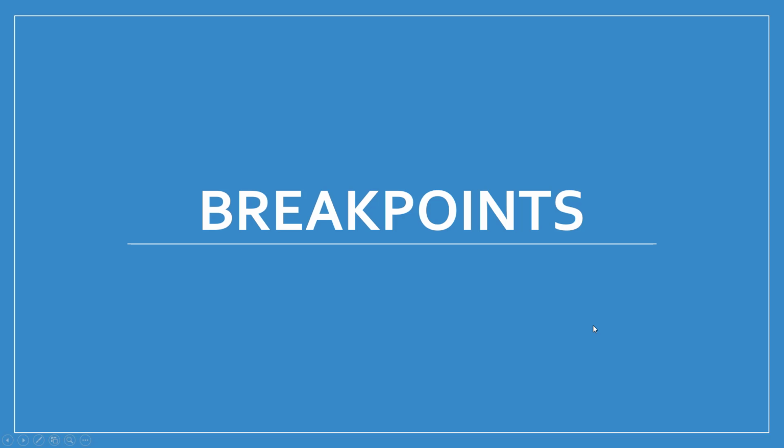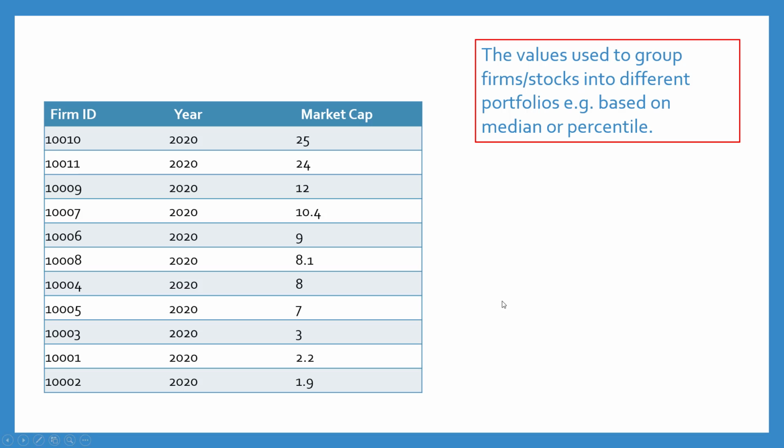So let's move to the second section, which is breaking points. Now, what is a breaking point? It is the value that is used to group stocks or firms into different portfolios. So we can use median, mean, standard deviation, kurtosis, skewness, or percentile. That depends on the research design that you are pursuing.